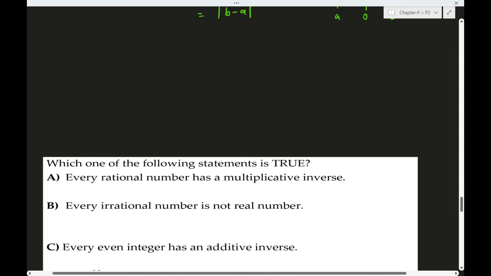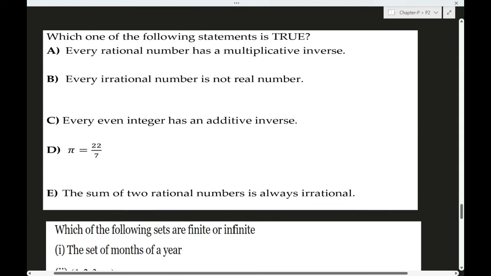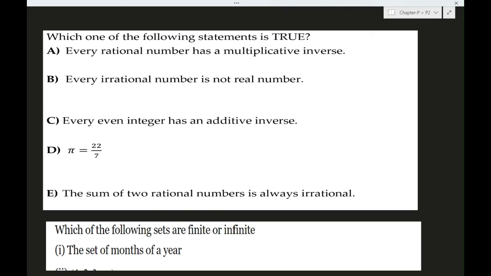All right, to conclude this video, we'll take some few questions here. Now, which of the following statements is true? Every rational number has a multiplicative inverse.